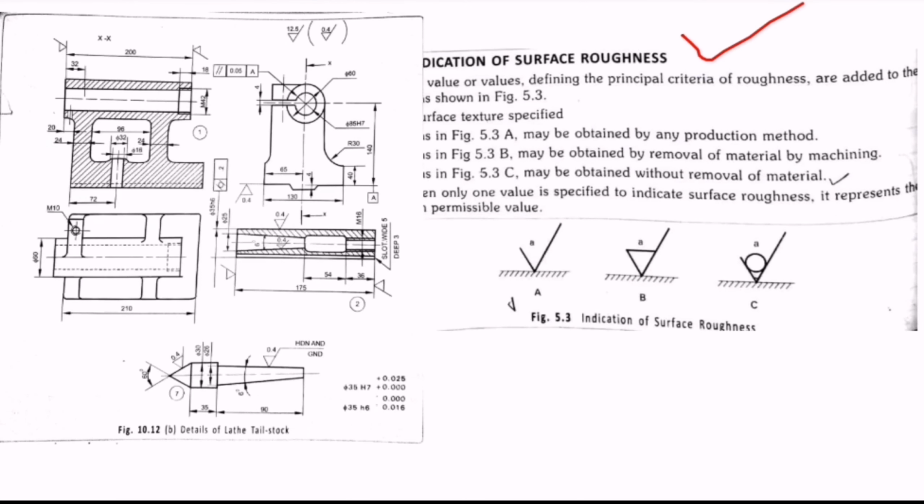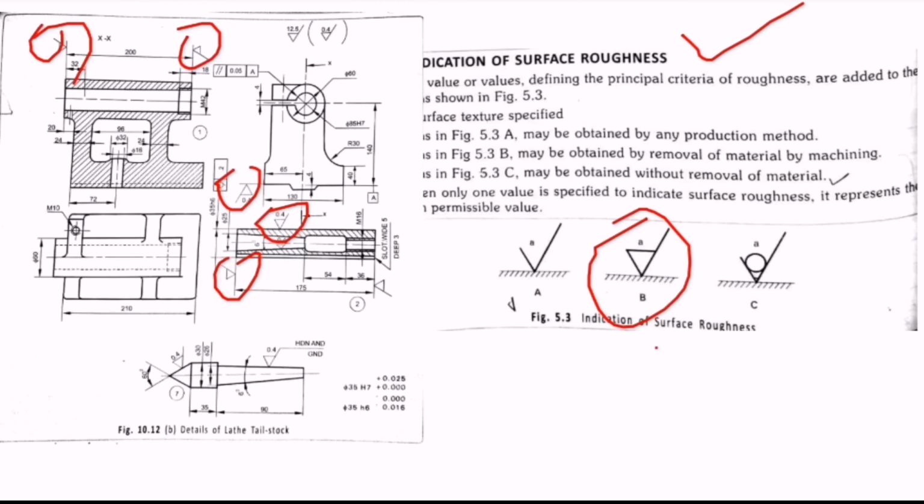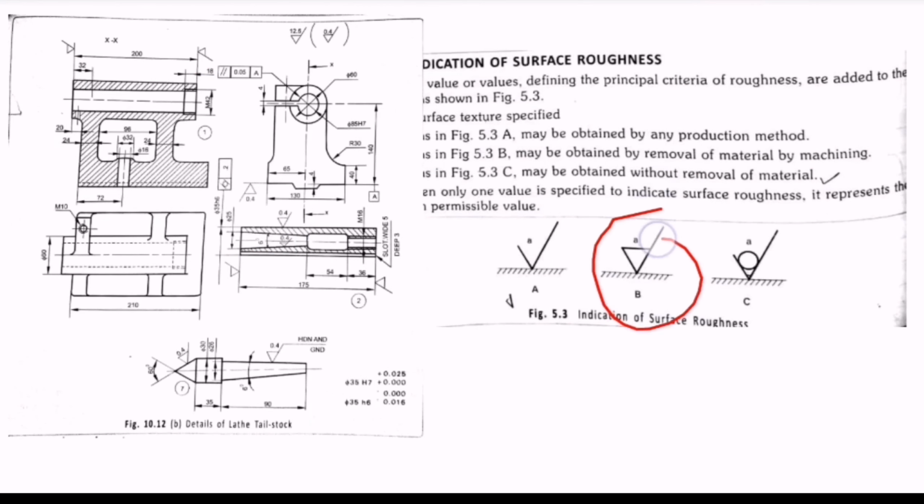Next is surface roughness symbols. If we observe the figure, here we can see some triangular shaped symbols. Those triangular shaped symbols are nothing but this one. This is the symbol of removal of material by machining. So that symbol we are using in the figure in some places wherever the machining is required. This symbol is nothing but the removal of material by machining.